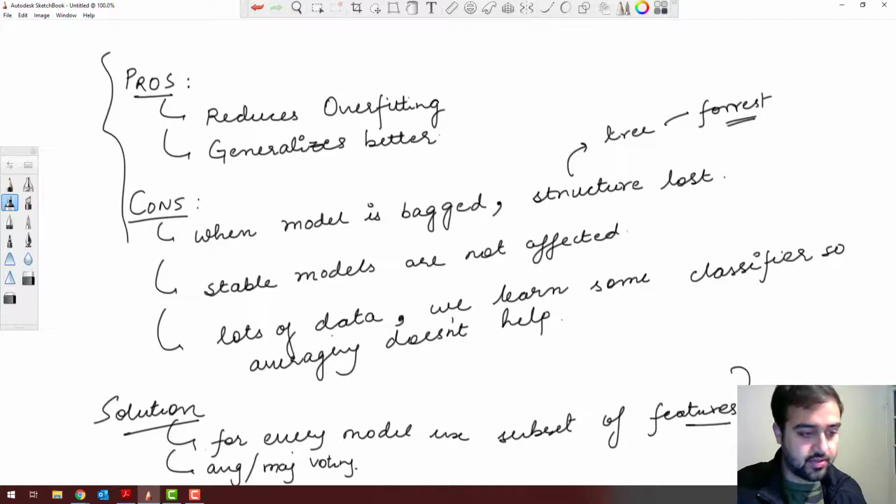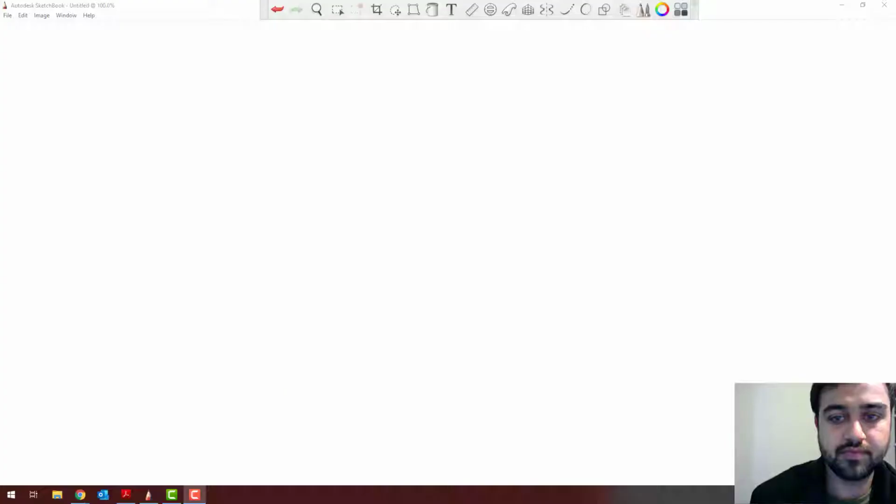So this brings us to random forest. An ensemble of trees with a random subset of features is called a random forest, right? So that is how your decision trees are converted into random forests. So see, building a random forest is pretty simple.